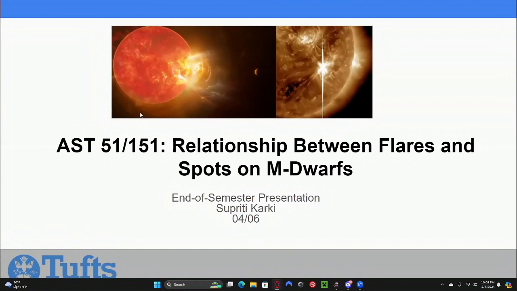I'm Sapriti Karki, and today I'll talk about how stellar flares and sunspots affect M-dwarfs. M-dwarfs are the most common type of star in our galaxy, and they are very active. This activity, which includes a lot of flares and visible spots on the surfaces, helps us learn about the star's magnetic fields and how stars can affect planets around them.